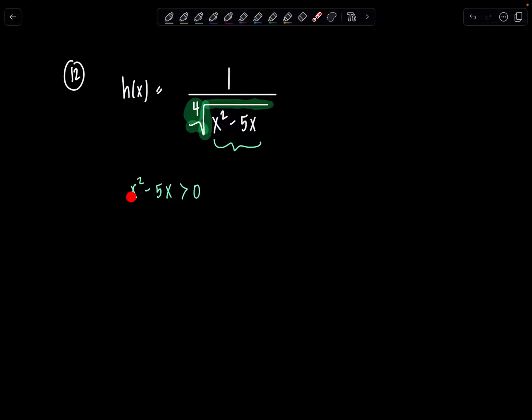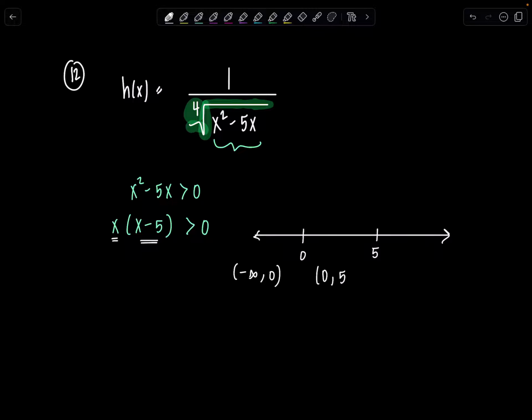Okay, you could graph this parabola, or we could factor and do the number line and test the signs like we did in the last problem. I think that's a better move. So I can factor out an x, and then you have x minus 5 as your other factor. This needs to be greater than 0. And then again, we're going to make a number line, list the zeros from the left-hand side on the number line. So 0 and positive 5. And then we have 3 intervals here, negative infinity to 0, 0 to 5, and 5 to infinity.